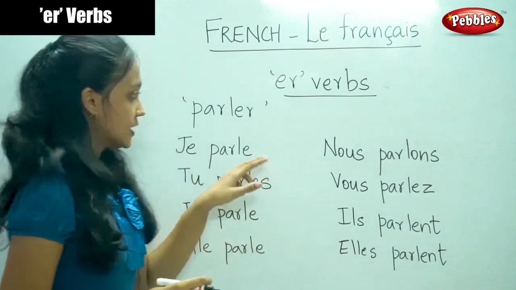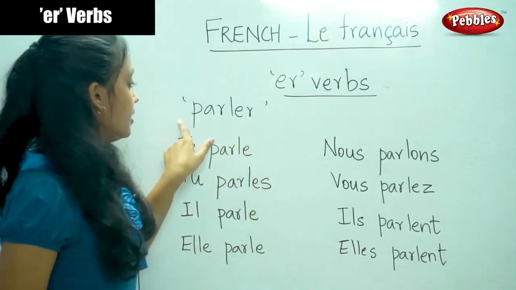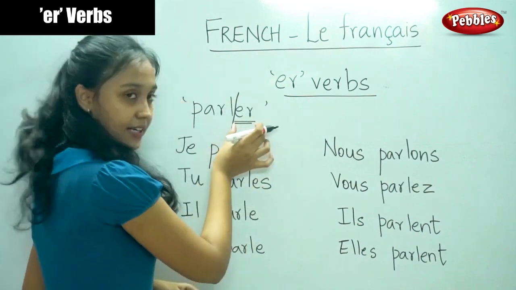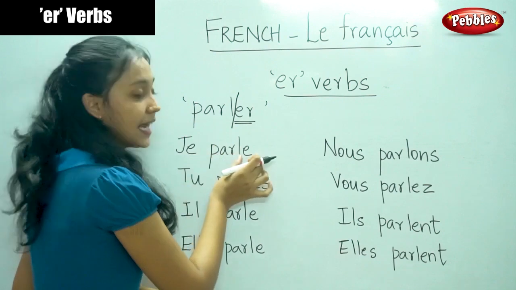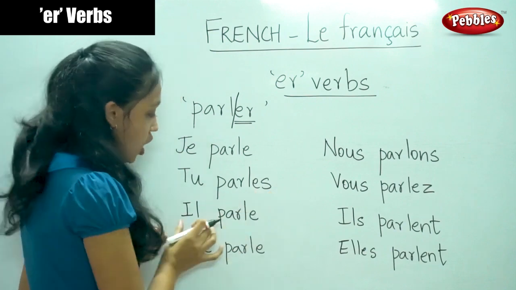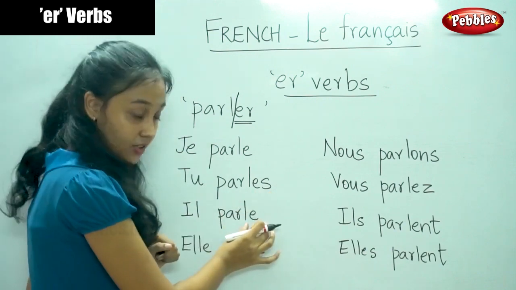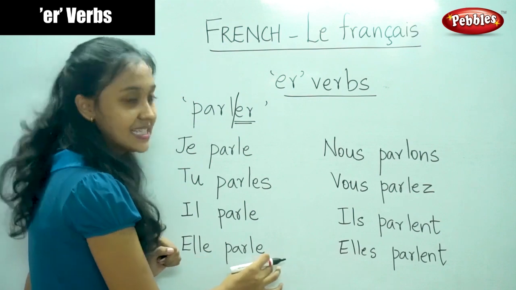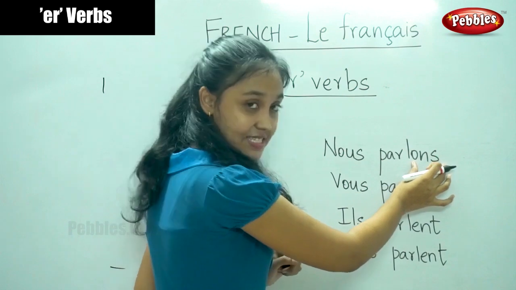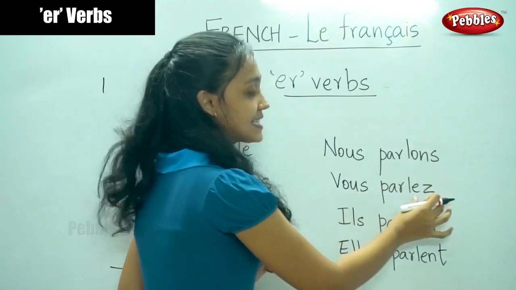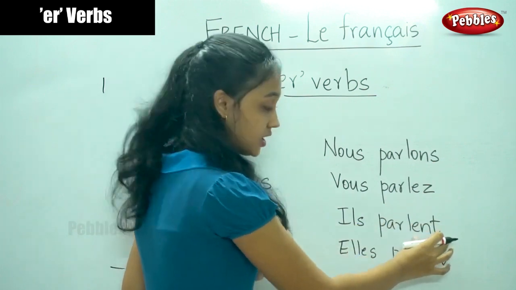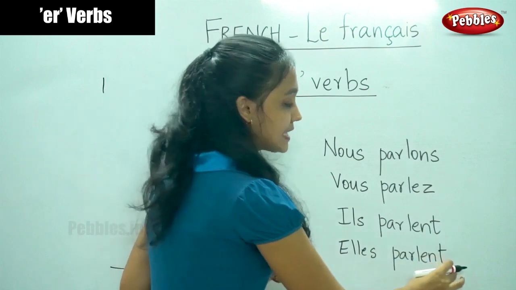Now, if you notice, the changes that we have made are in the word, we removed E and R, and instead of that, we placed E for je. For tu, we place ES. For il, we place E. For elle, we placed E. For nous, we placed ONS. For vous, we placed EZ. For ils, we placed ENT. And for elles also, we placed ENT.